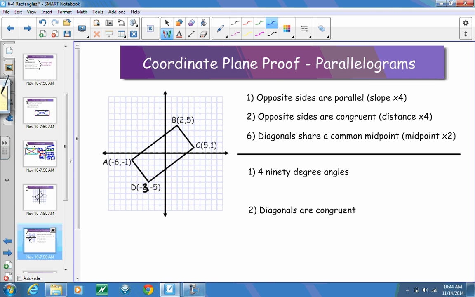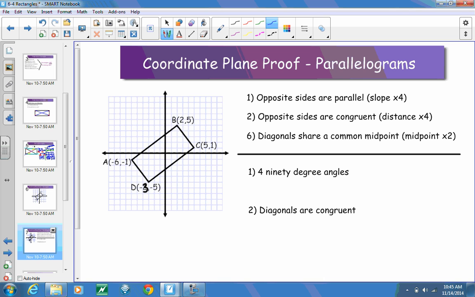So when we talked about proving if a quadrilateral is a parallelogram, we worked with really three different options. One of the options is showing that the opposite sides are parallel, so you could use the slope formula 4 times. Another way is showing that opposite sides are congruent using the distance formula 4 times. Another way is to show that the diagonals share a common midpoint, and then that gives us the midpoint formula twice. So from everything that's going on here, that's to prove if this is a parallelogram.